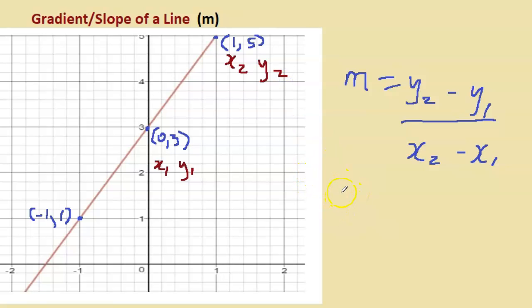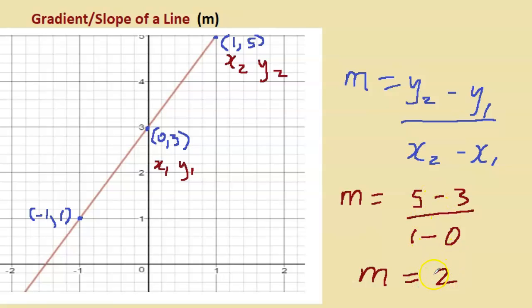So if I'm using these 2 pairs, what will happen? My y2 is 5. My y1 is 3, right? And then my x2, that's 1. And my x1 is 0. So I get m is equal to 5 minus 3, that's 2, over 1. 2 over 1 is 2.